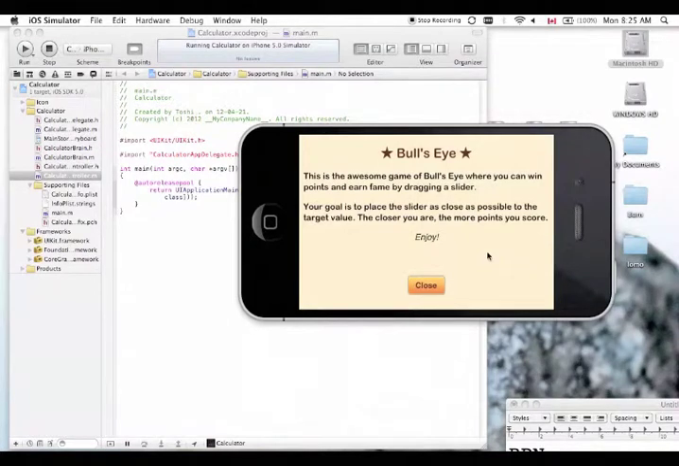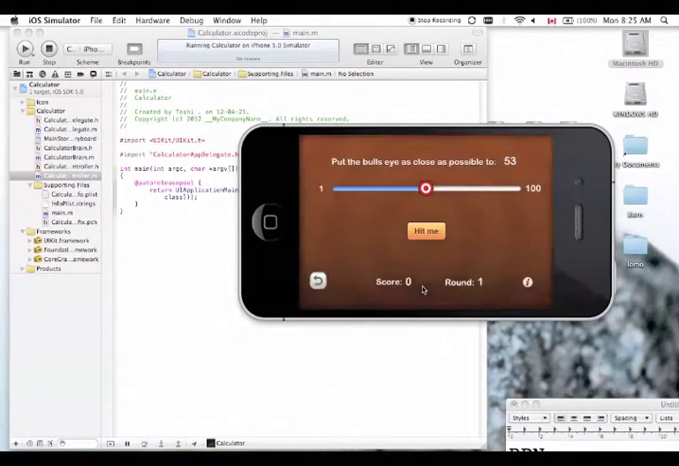So here it is. It says the Bullseye, the awesome game of Bullseye, where you can win points by dragging the slider. The goal is to place the slider as close as possible to the target value, and the closer we are, the more points that we score. So there you go. And then it says here there are several things to watch out for. This is the slider, and when I drag this Bullseye, it will update the current slider value to anything between 1 and 100.